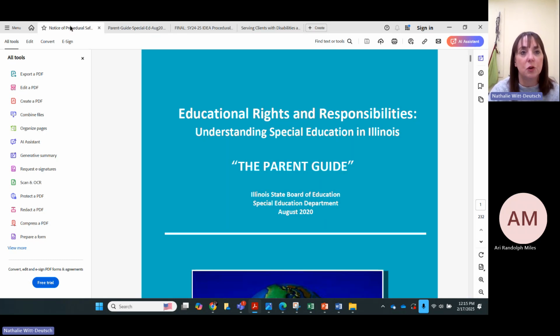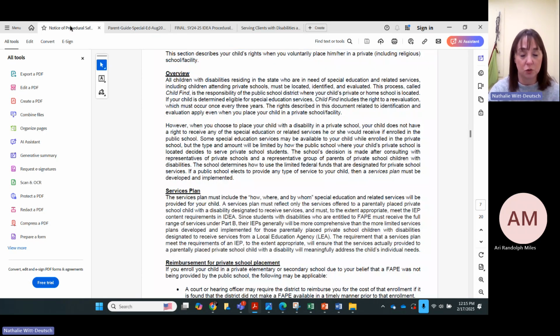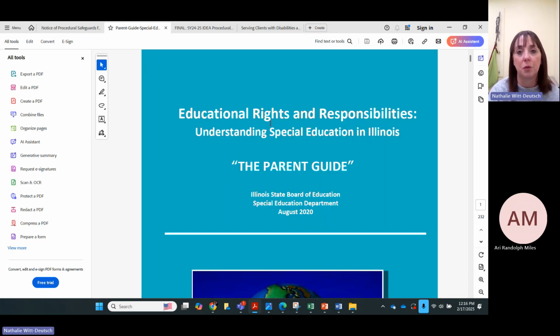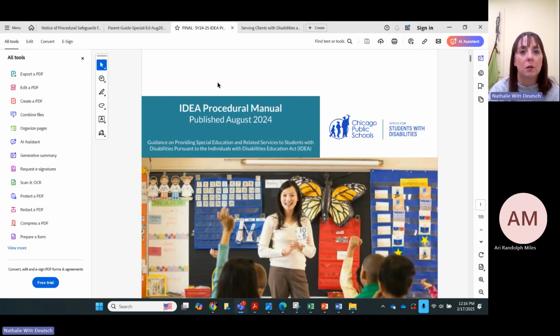So as I mentioned before, the notice of procedural safeguards has 20 pages, which is quite lengthy. But ISBE has also put out the parent guide for your educational rights and responsibilities, understanding special education in Illinois, and it is a lengthy 232 pages. So this is supposed to help supplement the notice of procedural safeguards by providing a little bit further information as to what all of this means, but it is even lengthier than the other presentation. And then, this out of the way.